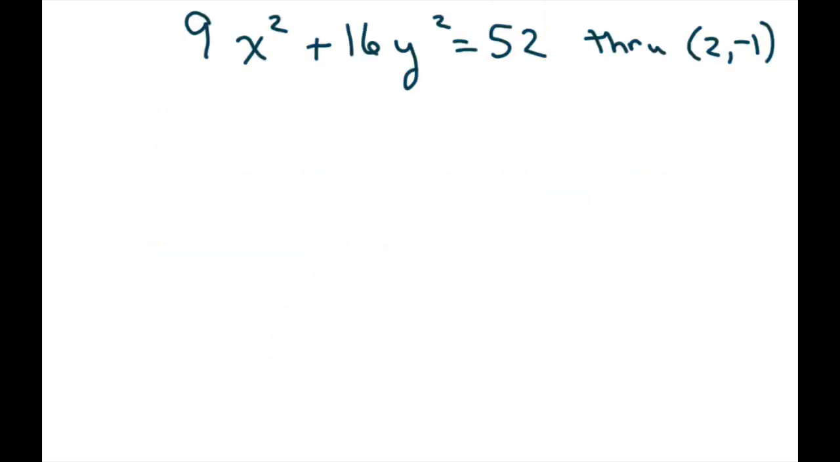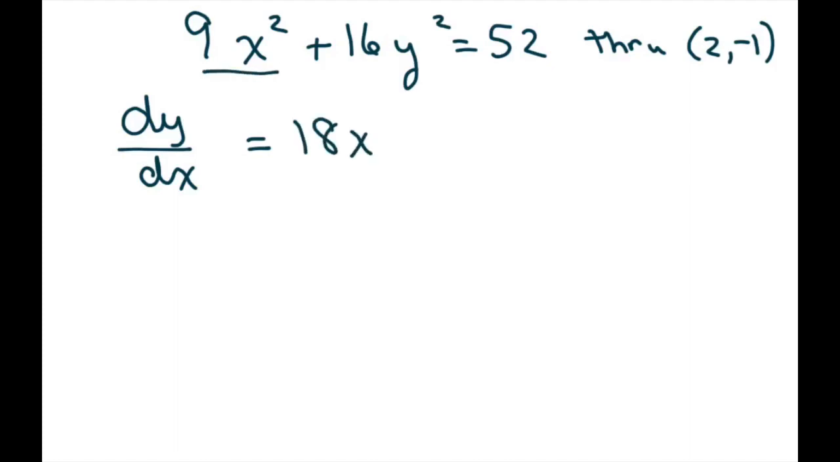So to take the derivative, we're going to say the derivative of y with respect to x equals... basically you're going to take the derivative of that, so 18x, and then this is going to be plus 32y times dy/dx equals 0. Now just solve for dy/dx because that's what we want.